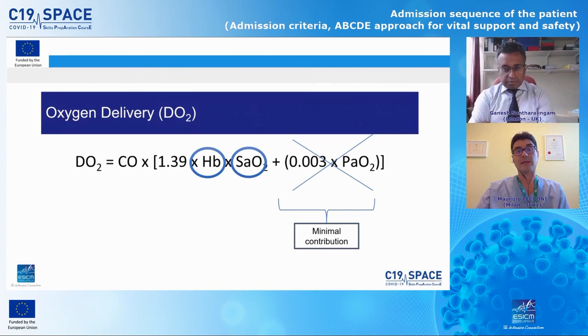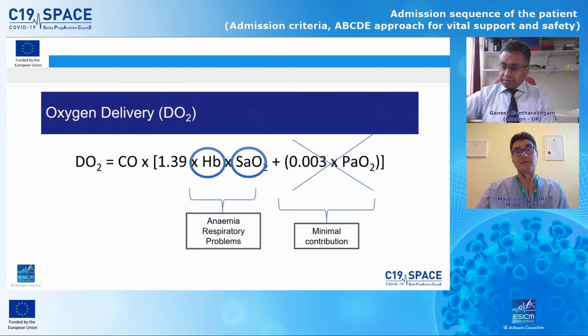Hypoxemia will lead to a lower oxygen saturation, and ultimately respiratory problems, and anemia will lead to lower hemoglobin. These are really things that could profoundly impact the oxygen content. This is one of the reasons for which we give oxygen, to try to restore the oxygen saturation and the moles of oxygen that are directly connected to saturated hemoglobin.